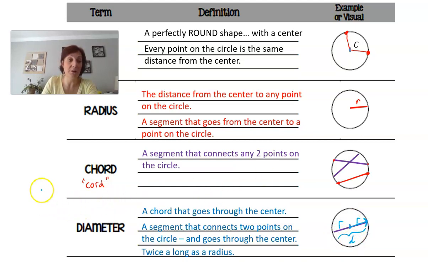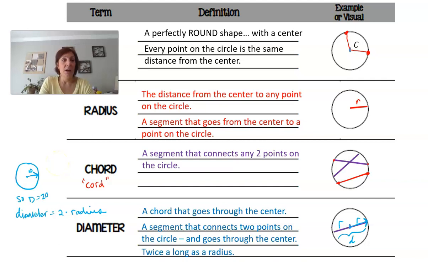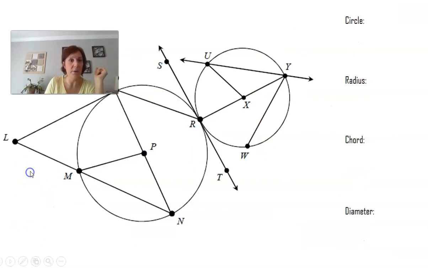So you may have learned a long time ago that a diameter is 2 times the radius. So if I say to you that a circle has a radius of 10, then we know the diameter of that circle must be 20. It's always 2 times the radius. All right, so let's take a minute and look at a diagram and identify these parts: circle, radius, chord, and diameter, before we add a few more vocabulary words to our list.